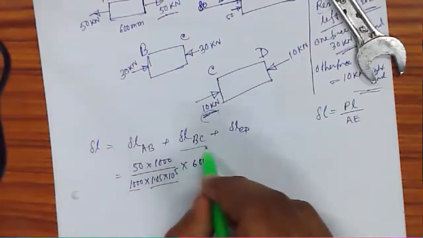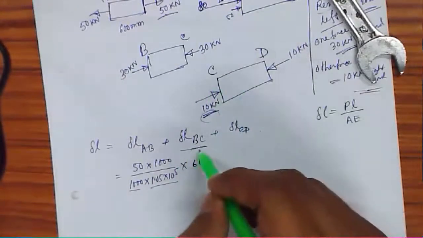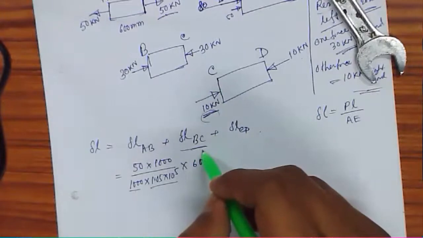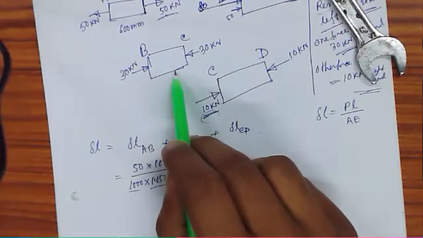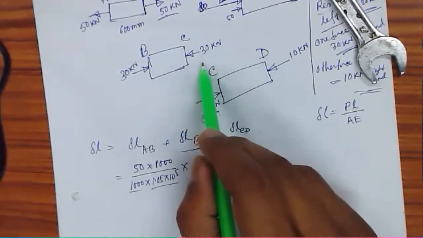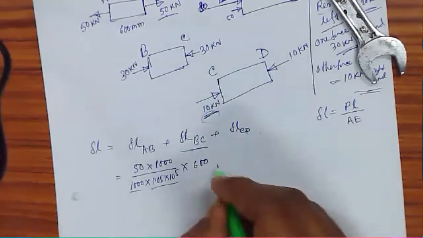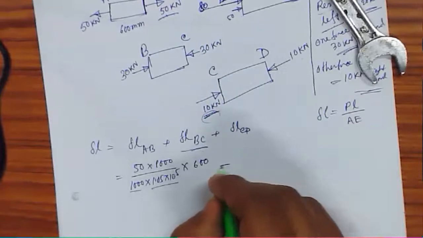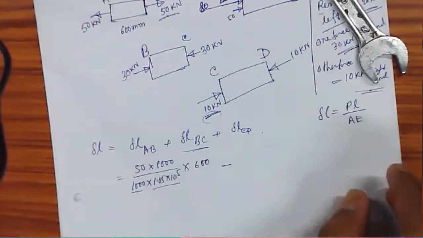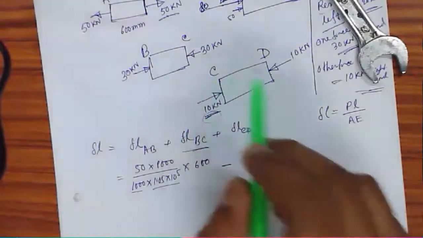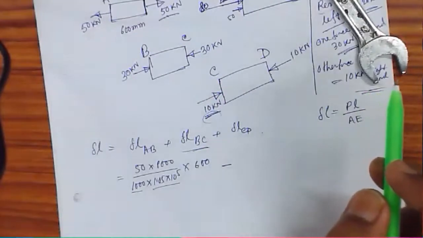Now when we find out delta L BC, that means the second segment, here we can see this is a compressive force. So P will be negative. When P is negative, this sign becomes negative, and the force working here is 30.